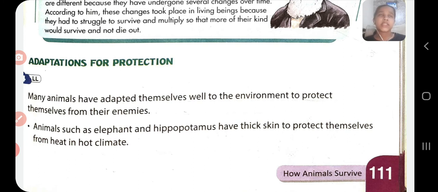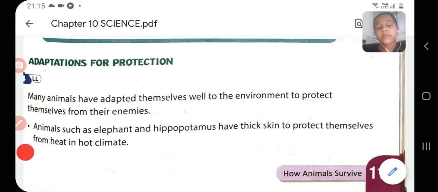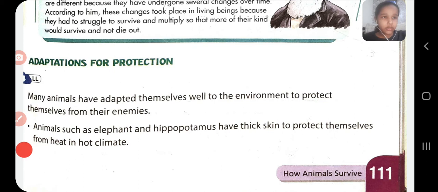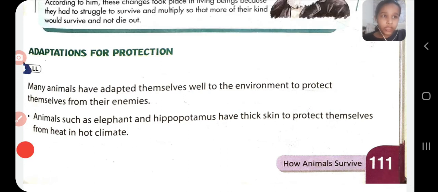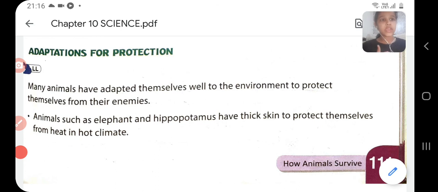Adaptation means, for example, you live in Shimla for 3-4 or 5-6 years. Now after that, for some reason, like a transfer, you are going to Rajasthan. Now in Rajasthan there would be hot weather, so there will be so much heat. So you will have difficulties surviving there, and you will get many health problems. Now, you have adapted yourselves to the cold weather. So this is called adaptation, when we adapt ourselves to the environment.